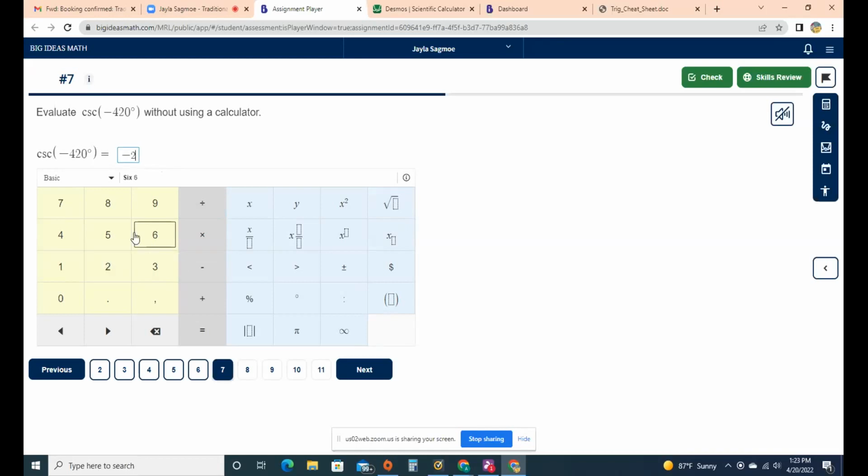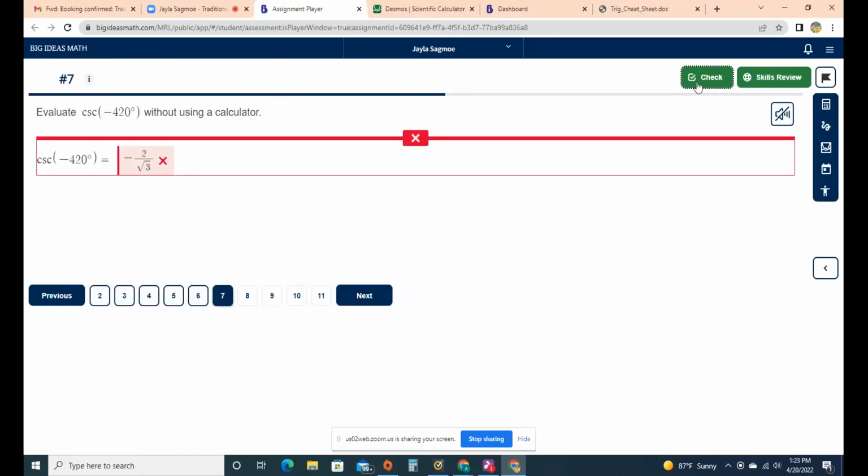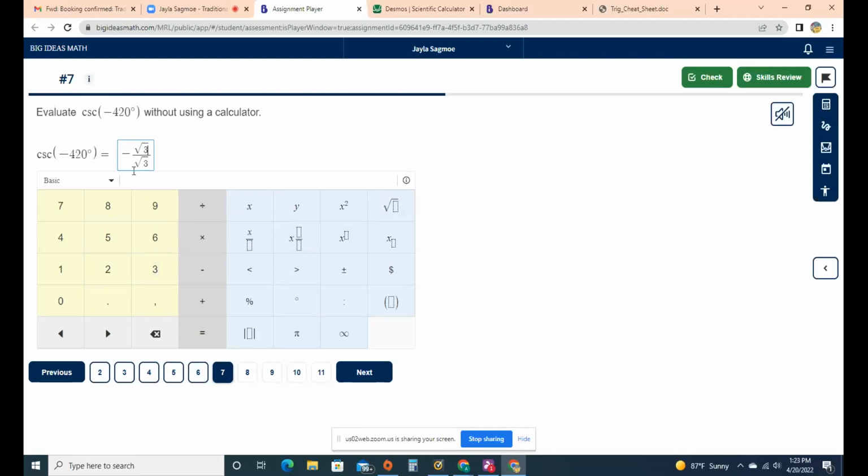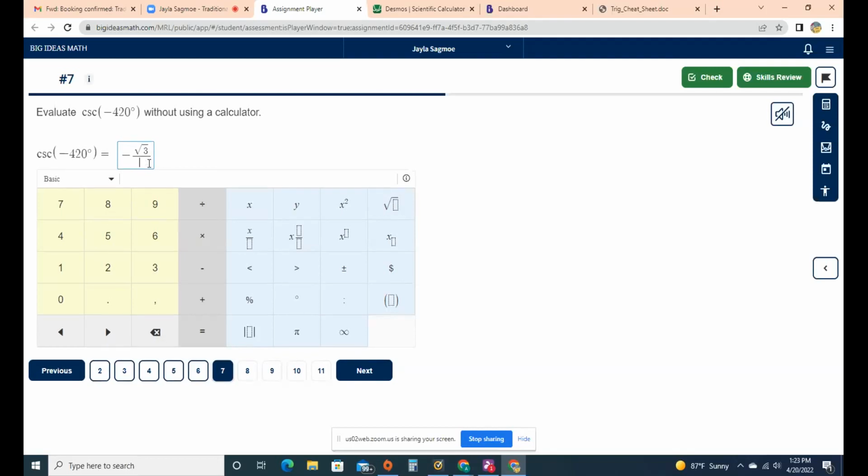Maybe you can undo. I don't know if that's an option. Nope. Okay, we've got to do it differently. So the square root of 3 has to go on the top. No, it's -2 square root 3 in the numerator. Okay, put a 2 in the top, in front of the root.